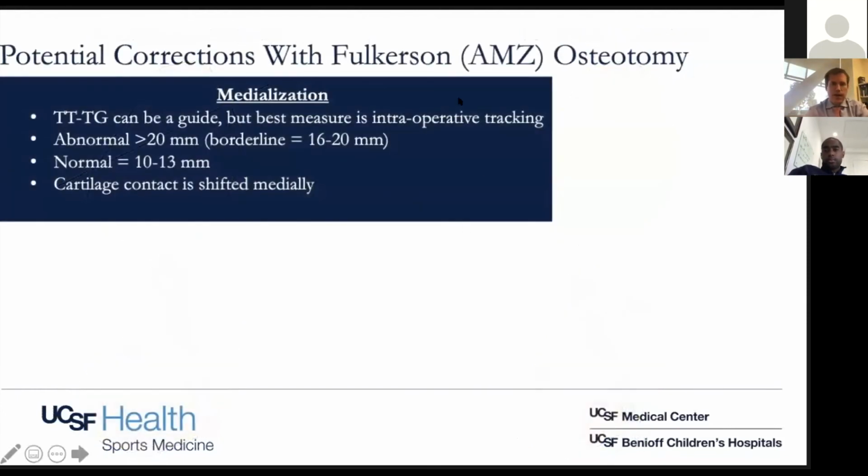All right, and then this osteotomy, I think, can be really powerful. These are the different corrections you can get. So for medialization, I will use their pre-op TTTG as my guide, and then a final measurement as their intraoperative tracking. Abnormal is more than 20, borderline 16 to 20, and normal 10 to 13 millimeters. So based on what their TTTG is, I'm shooting to get them into this 10 to 13 millimeter range. Based on my measurement pre-op, I'll say I want to shift this 8 millimeters, 10 millimeters, 12 millimeters, et cetera. And with this, you're shifting the cartilage contact medially.